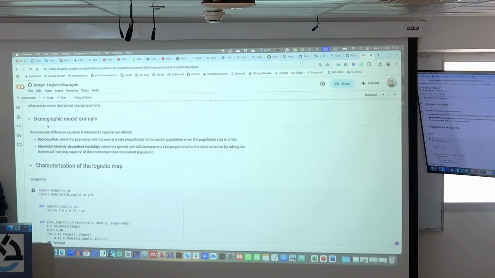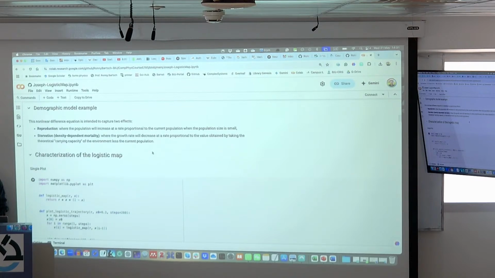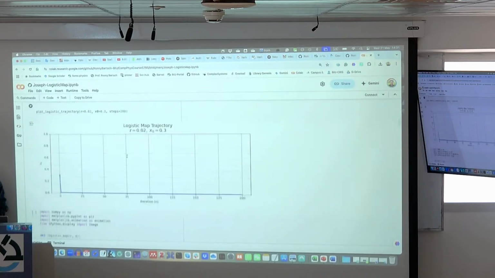Next we talk about the demographics model example. This is a nonlinear difference equation intended to capture two effects. Reproduction, where the population will increase at a rate proportional to the current population when the population size is small. Starvation, where the growth rate will decrease at a rate proportional to the value obtained by taking the theoretical carrying capacity of the environment less the current population. So that's first.